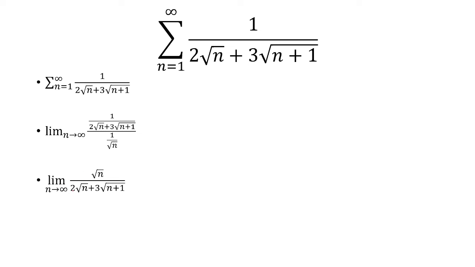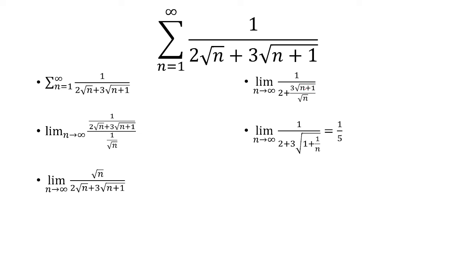And so now I just need to find the limit of this. Well, I can divide everything by the square root of n, or the square root of n plus 1. Here, it doesn't really matter. I just chose to divide by square root of n because there's 2 copies of square root of n versus 1 copy of the square root of n plus 1. And so the top becomes 1, and then it's all over 2 plus 3 square root of n plus 1 over square root of n.